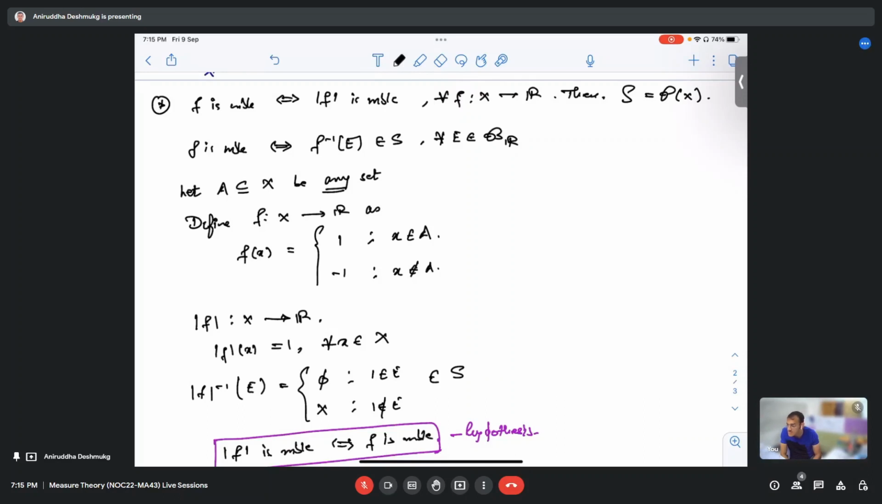Mod f is measurable if and only if f is measurable. I am asking you, what do you understand by the statement of the question? There is a question you want to solve. What do you understand by that?